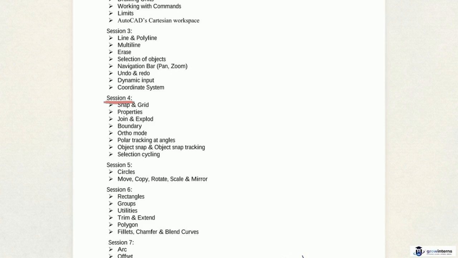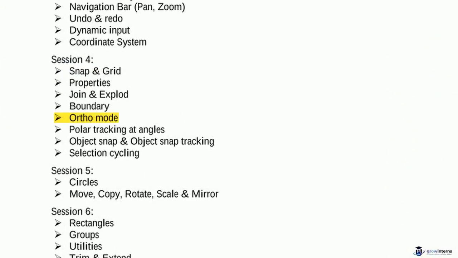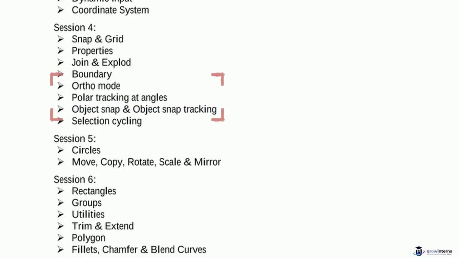By session 4 on this same document, the workflow shifts to precision control. Tools like ortho mode lock the cursor to strict 90-degree angles, while polar tracking allows for exact diagonal constraints. Right below that, we see object snap and object snap tracking. These are the constraints that force your cursor to grab onto exact geometric points, like the exact center of a circle or the absolute end of a line segment.